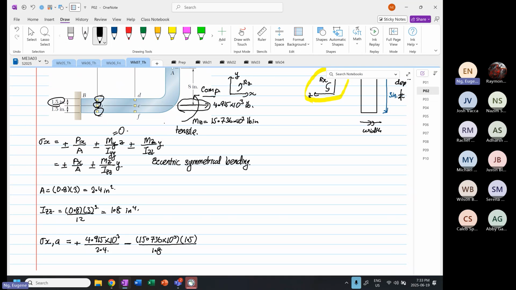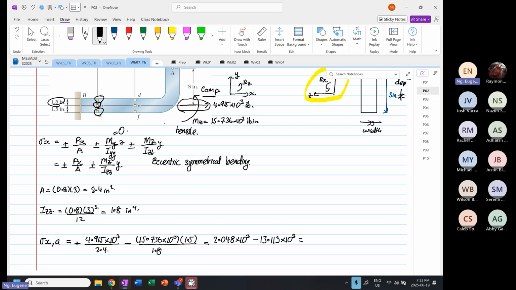Okay, divide this by 1.8. So we will have 4.915 times 10 to the power 3 divided by 2.4, which is equal to 2.048 times 10 to the power 3, minus 15.736 times 10 to the power 3 times 1.5 divided by 1.8, which is 13.113 times 10 to the power 3.